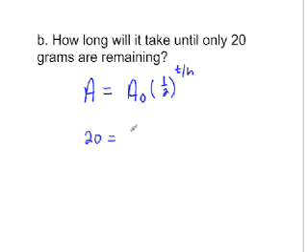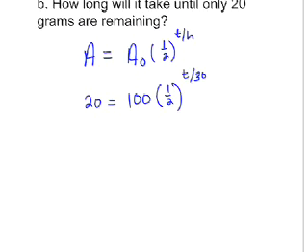Our initial amount was 100 grams, multiplied by 1/2 raised to the T over H, and the half-life, remember, was 30 minutes. So we have T over 30. And again, we're solving for T. How long will it take? Given that the half-life is 30 minutes, how long will it take for 100 grams to become 20 grams?